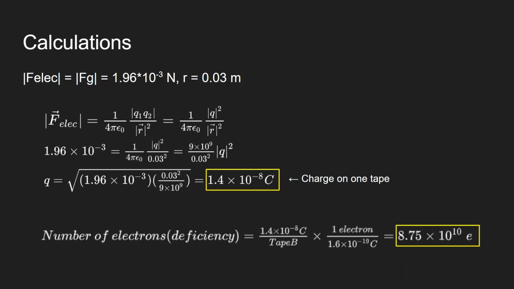Through calculations, as you can see on this slide, we calculated the charge on one tape to be 1.4 times 10 to the negative 8 coulombs. And then, using dimensional analysis, I was able to calculate the number of electrons that are deficient, which is 8.75 times 10 to the 10th electrons.